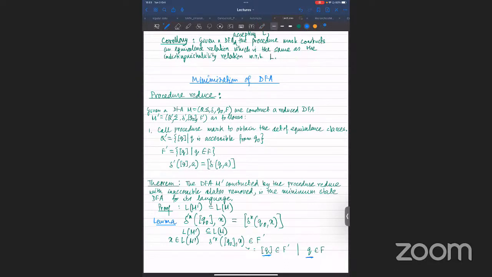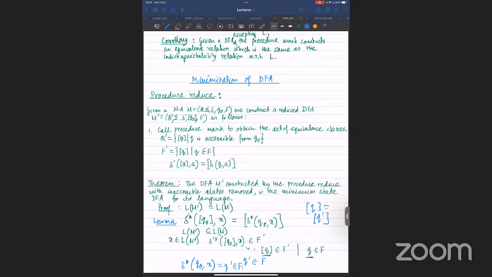So that means there exists some Q prime which belongs to F, correct? And delta star Q0 comma X equal to Q prime belongs to F, correct? So you may not exactly go to this Q. This is important. We are referring to this equivalence class, whether it is Q or Q prime, which are indistinguishable, right? They are equivalent. So they are the same, correct?